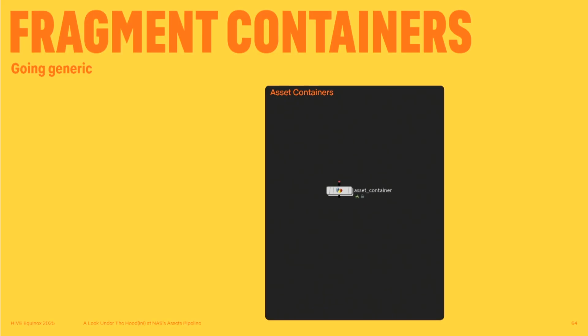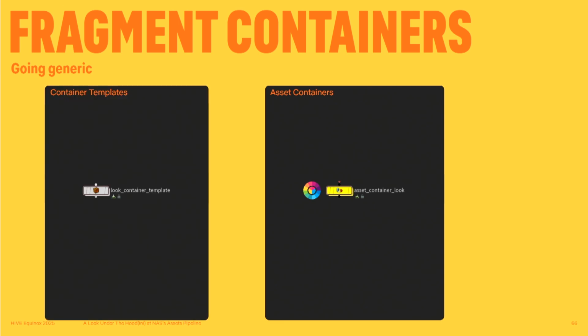Let's get going. For now, we've been looking at this node called an asset container, or rather, in our examples, it would have been an asset container that is set up to work on a look fragment. Prior to asset containers, the system we used was called container templates. It's just a different name for the same idea of containerizing our fragment work. These are essentially equivalent as far as an artist is concerned.